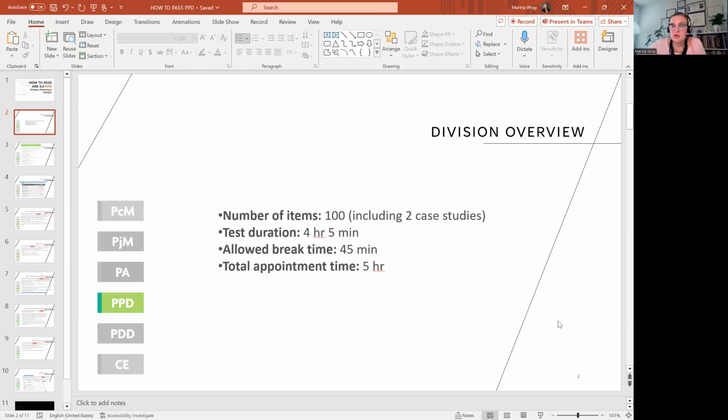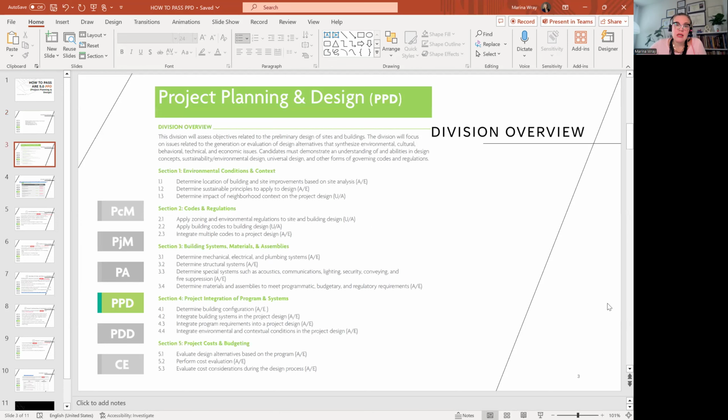So please utilize that, but always remember that the questions that you already answered will be logged when you come back. So please plan your time accordingly. Okay, so what is this division about? This is the preliminary design of sites and buildings. So basically, that's your design development. That's the phase that this division is about.